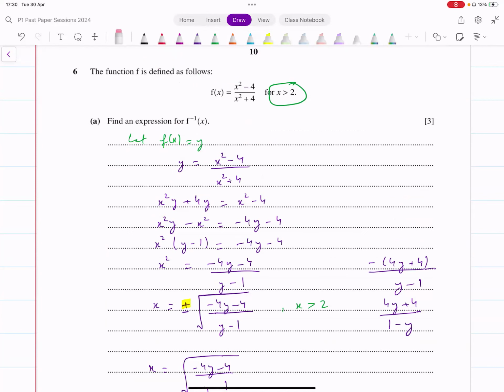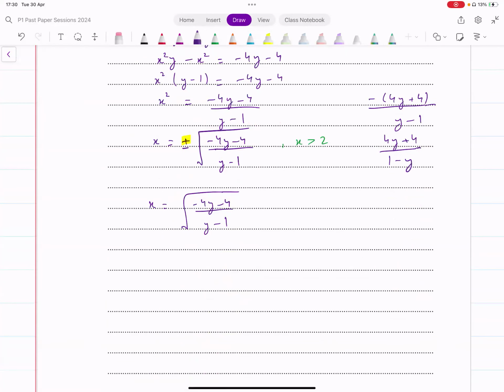Okay, so in this case, we choose the positive sign there. And now we can say f inverse of x is minus 4x minus 4 divided by y minus 1, and then you have the square root like this. Okay, that's f inverse of x.